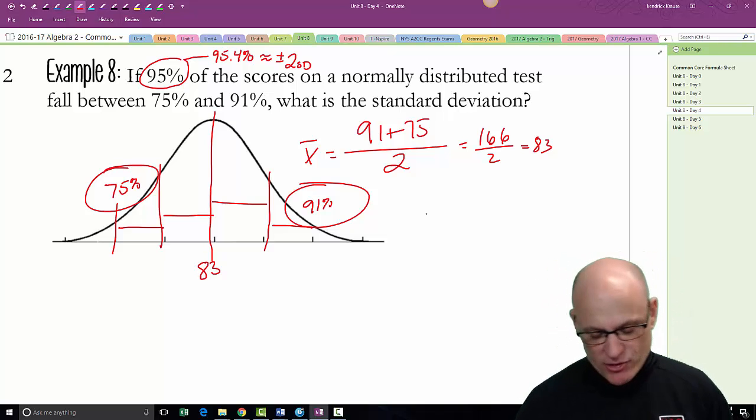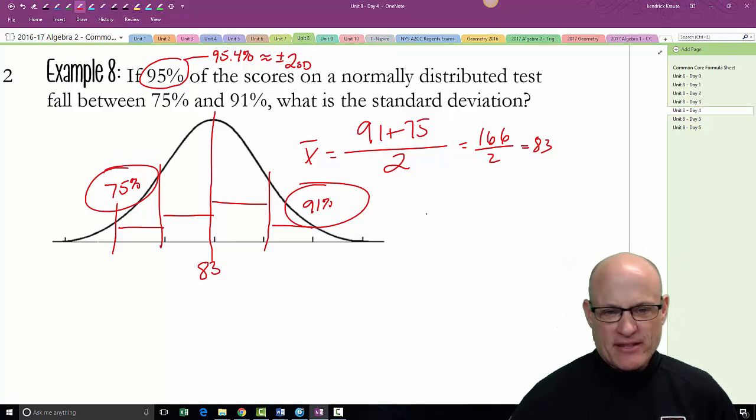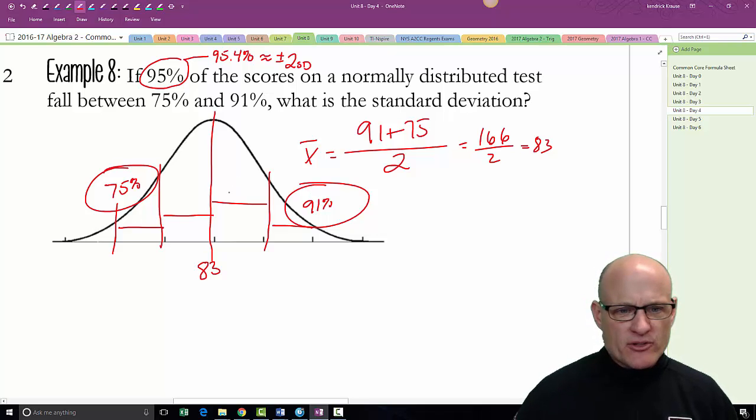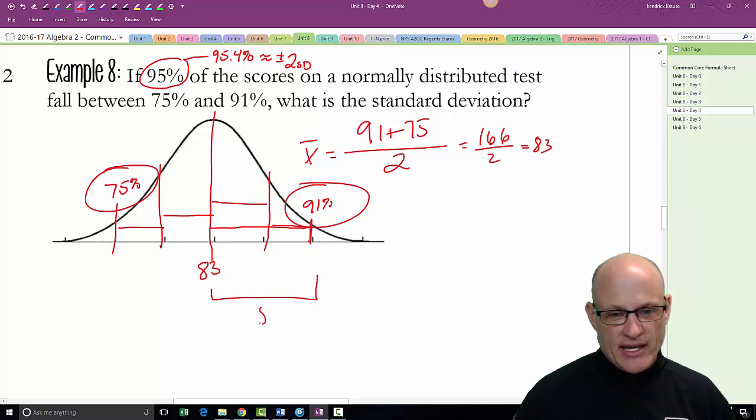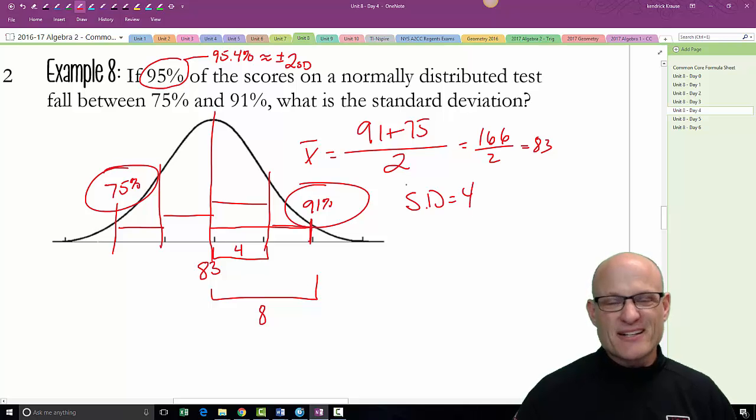There's two ways. I'm going to show you the harder way, and then the mathematical way. The harder way would just be to say, okay, how do I go from here to here? How much is that? Well, let's see. That's 75 to 91. So this distance from here to here is 16. So from here to here would be 4. So in this case, my standard deviation would equal 4. That's not hard, but that's one way to think about it.